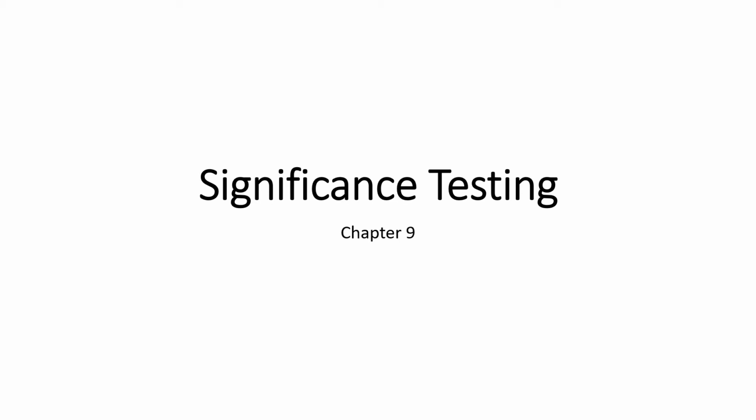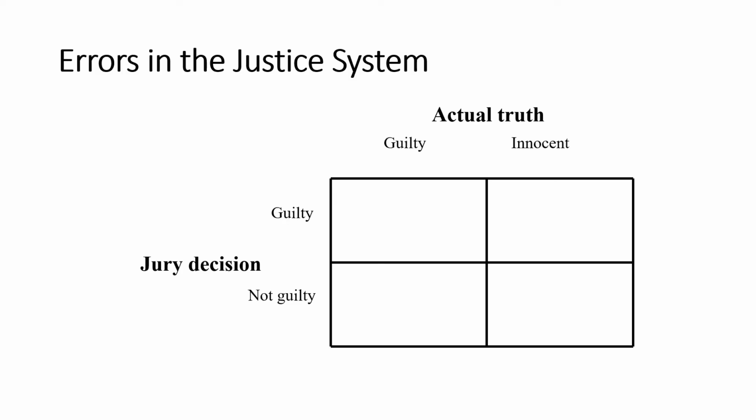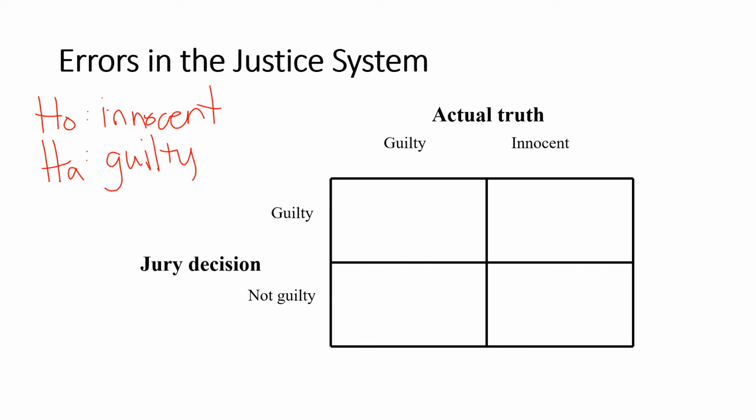But at the end of the day, what if you get it wrong? There are errors that can happen whenever you're conducting a significance test, just like there's errors that can happen in the courtroom. Remember, in the criminal justice system, we say innocent until proven guilty. So our null hypothesis is that the defendant is innocent, and our alternative hypothesis is that the defendant is guilty. And you're going to assume that they are innocent until they can prove that the person is guilty.